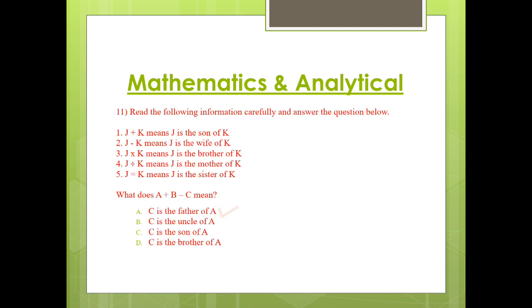Now read the following information carefully. This is a very analytical type of question. They've given you a series like J plus K means J is the son of K, J minus K means J is the wife of K. The question given here is: what does A plus B minus C mean? A plus B means A is the son of B. And B minus C means B is the wife of C. So A is the son, and B and C are the parents. So C is the father of A. The answer is C.